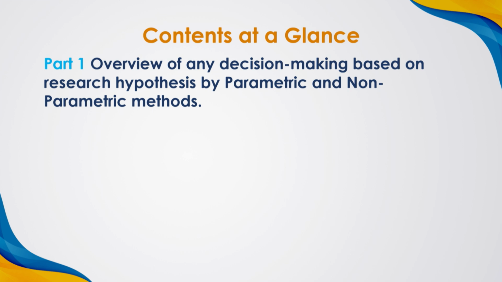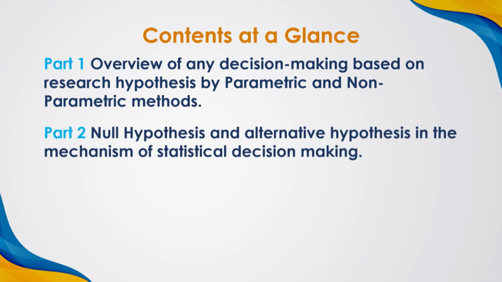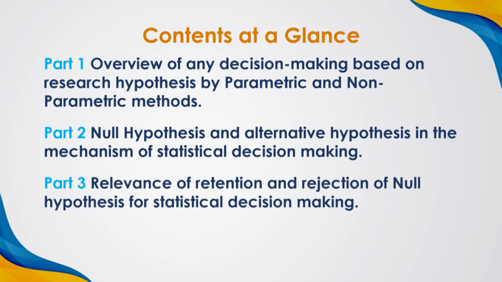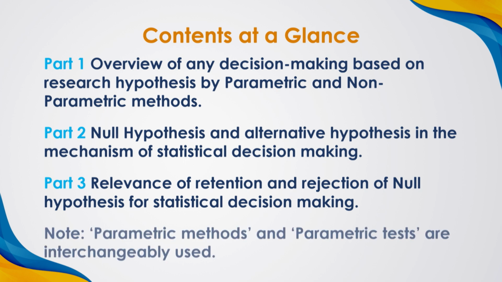In part 1, we are going to see the overview of decision making based on research hypothesis by parametric and non-parametric methods. In part 2, the null hypothesis and alternative hypothesis in the mechanism of statistical decision making. In part 3, relevance of retention and rejection of null hypothesis for statistical decision making. Note: parametric methods and parametric tests are used interchangeably.